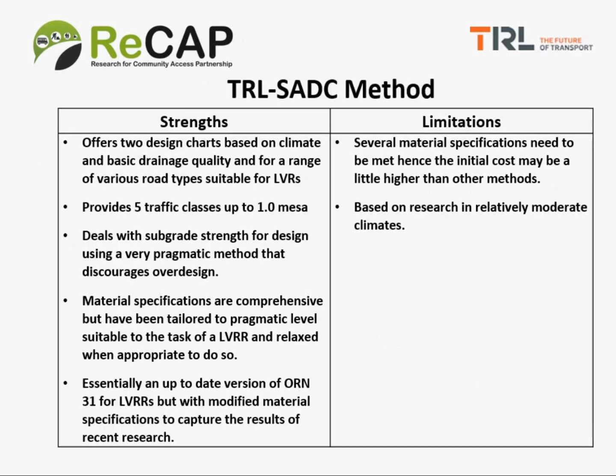The TRL-SADC method is based on some research carried out by TRL in 3 countries in Africa. It offers 2 design charts that are based on the climate and the basic drainage quality. By drainage quality, we mean sealed shoulders, we mean the height of the crown of the road above the drain, etc., in the way that Andrew described it in the previous module. It provides 5 traffic classes up to 1 million standard axles, so it should be sufficient there to cover the range that is required for low volume roads.